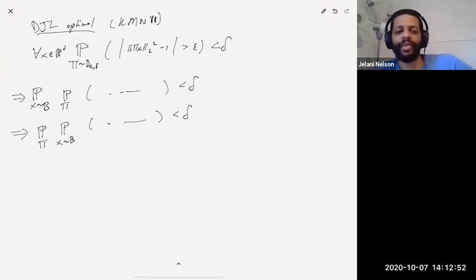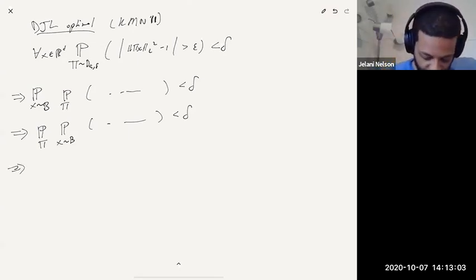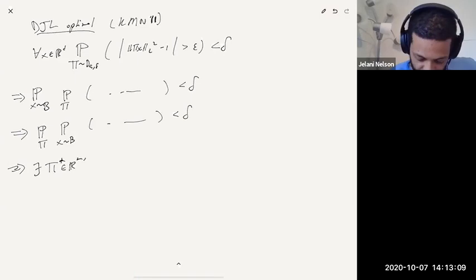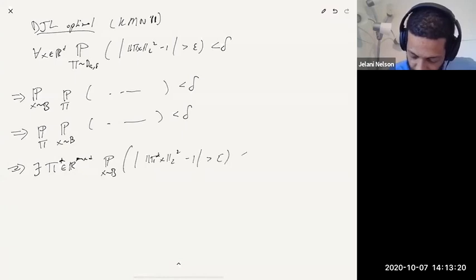So there must be some pi that does at least as well as the average. The average pi works for all but a delta fraction, so there must be some particular pi that works for all but a delta fraction. So this implies that there exists some pi star, which is an m by d matrix, such that the probability over x coming from b that the L2 norm squared of pi star x minus 1 is bigger than epsilon is less than delta.